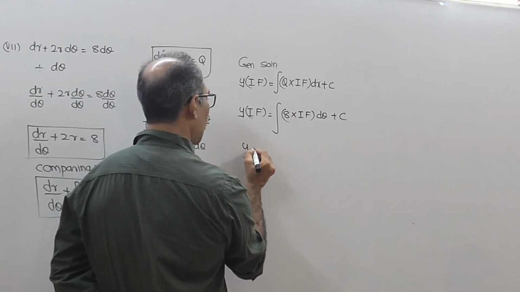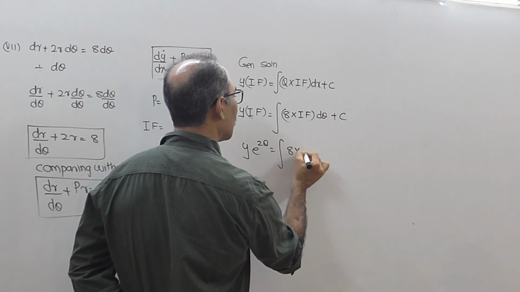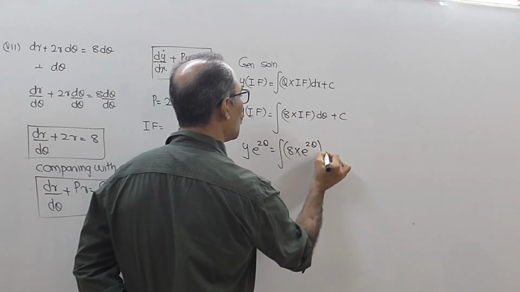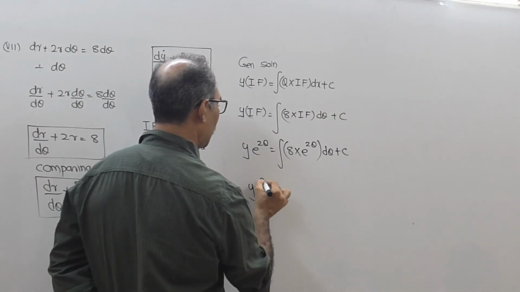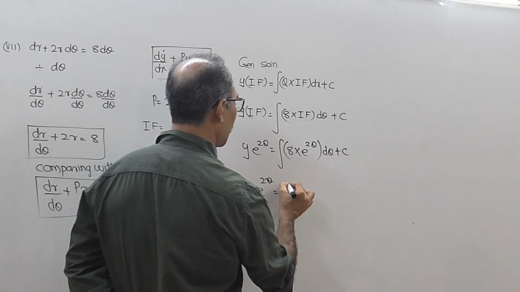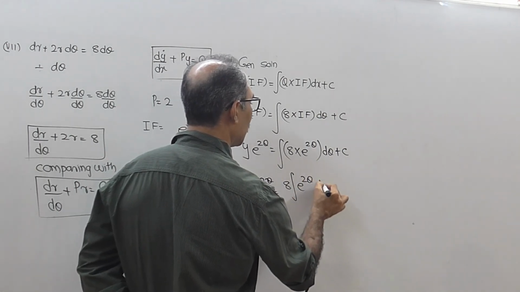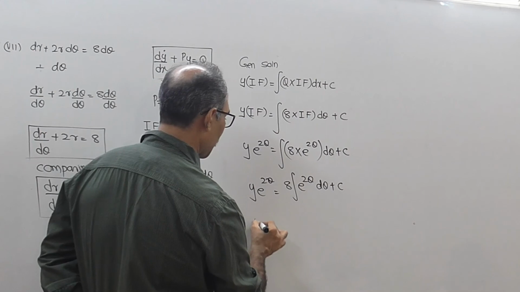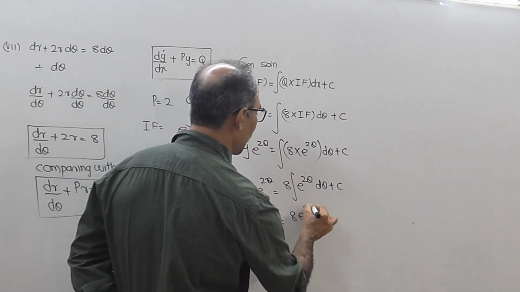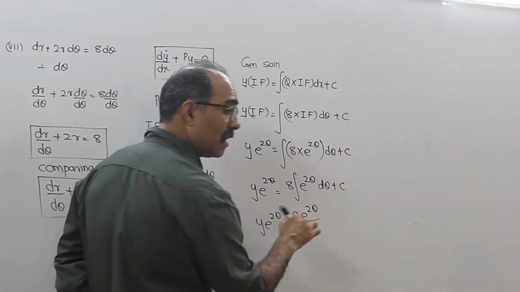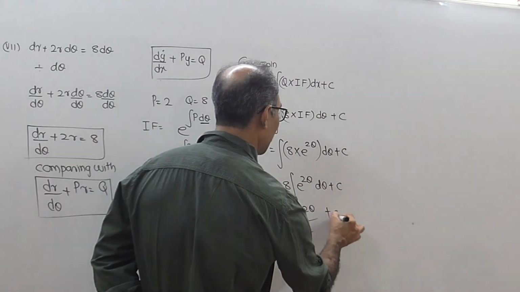So y, I think this is e raised to 2 theta, 8 e raised to 2 theta, d theta and plus c. Y e raised to 2 theta, 8 e raised to 2 theta, d theta plus c. Y e raised to 2 theta, 8 e raised to 2 theta का इंटीग्रेशन है e raised to 2 theta multiplied by 1 upon coefficient of theta, that is 2, and you will have this as plus c.